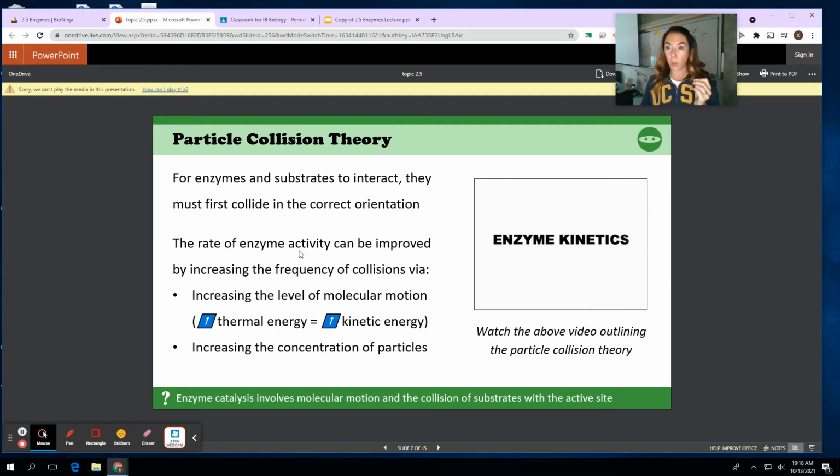Okay. Now there's a couple ways we can do that. One, by increasing the level of the motion, so thermal energy, right? So we know that as I increase the heat, it's going to increase the movement. That's going back to physics and probably your chemistry, and that's going to increase the particles coming together.